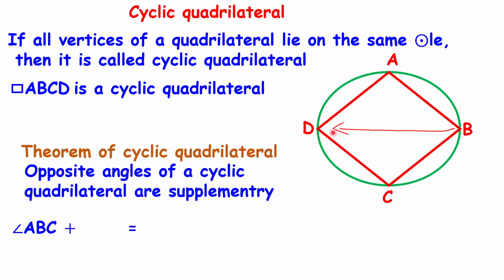Therefore, sum of these two angles is equal to how much? 180 degree. Therefore, angle ABC plus its opposite angle ADC, the sum of these two angles is equal to how much? 180 degree. That means these are supplementary angles. By the theorem of cyclic quadrilateral, we have to prove this.